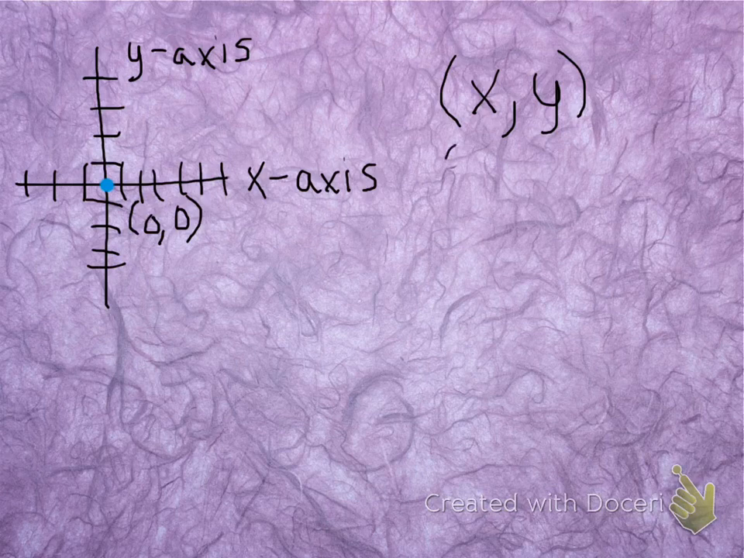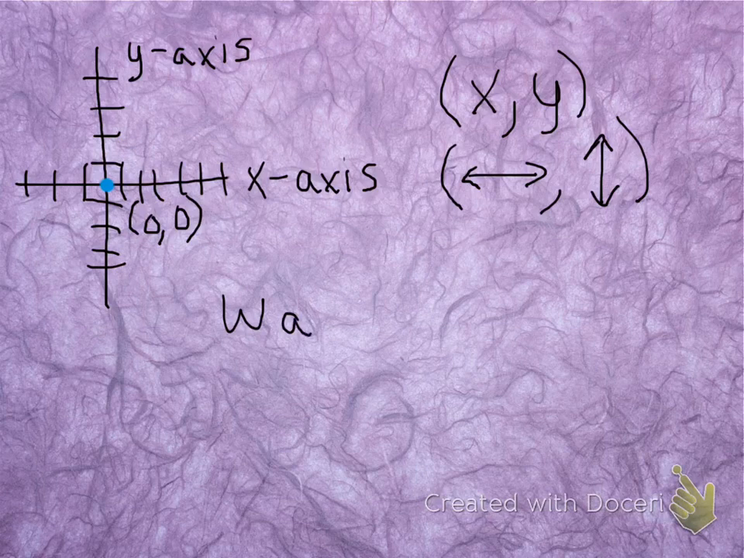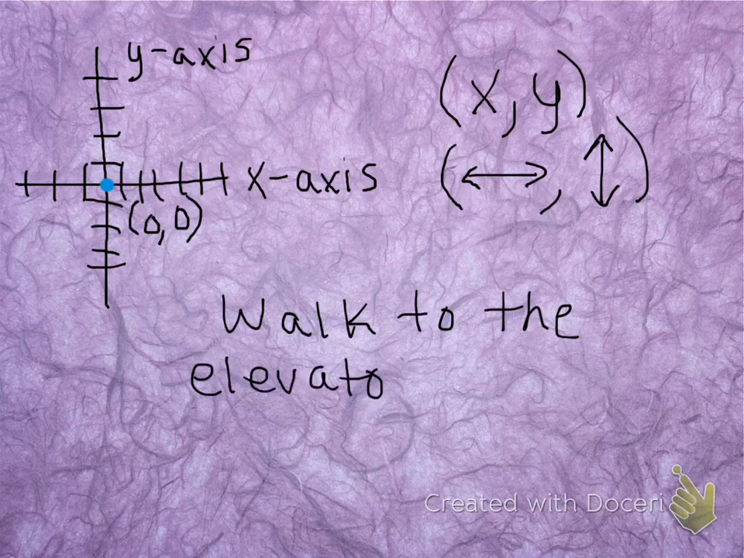In order to find the x value, we're going to move left and right first, because the x-axis is horizontal, and then we're going to move up and down because the y-axis is vertical. Something to keep in mind, or an easy way to help you remember this, is that you're going to walk to the elevator, then move up and down.